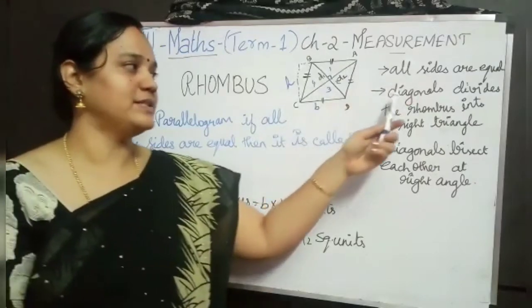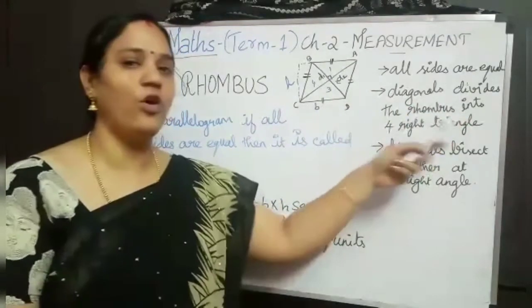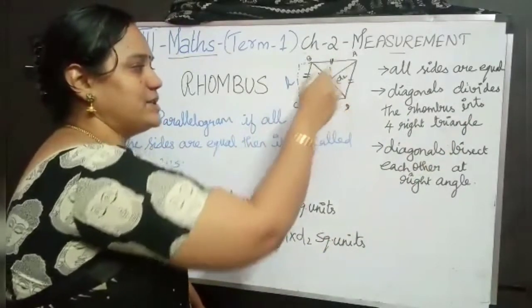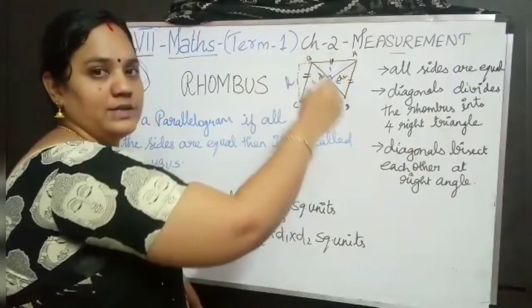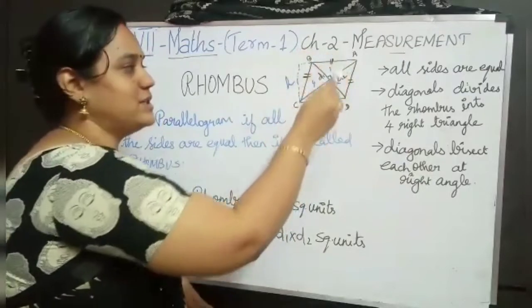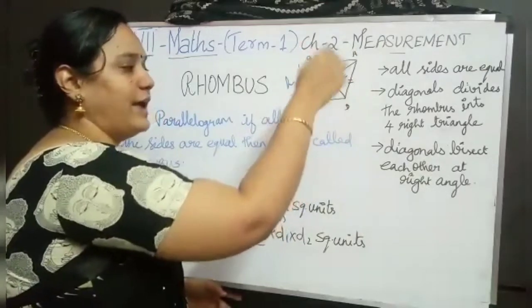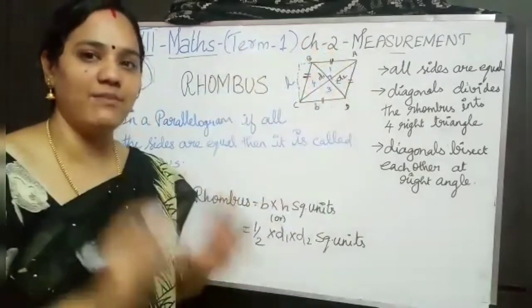The second property is that the diagonals divide the rhombus into 4 right triangles of the same area. If we divide the rhombus into 4 sections using 2 diagonals, this is triangle 1, triangle 2, triangle 3 and triangle 4. All the 4 triangles are right triangles with the same area.